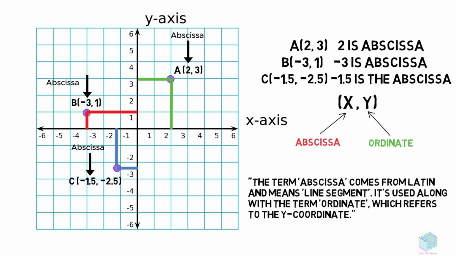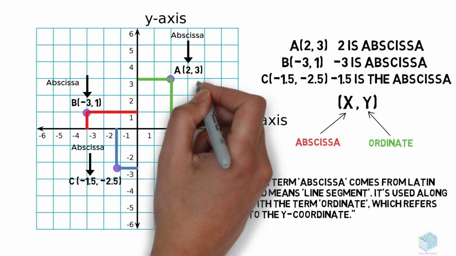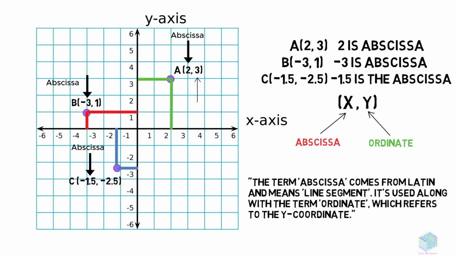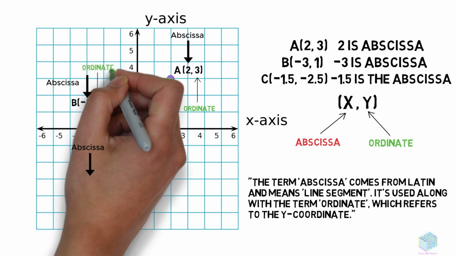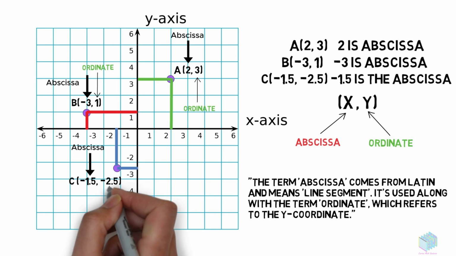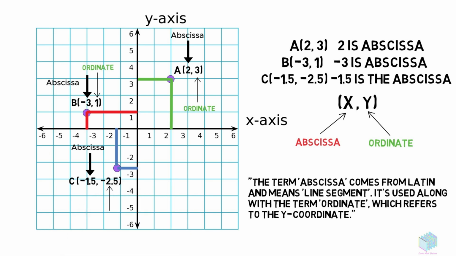Ordinate: the value of the y-coordinate is called ordinate. It tells the distance traveled by a point away from the x-axis in the direction of the y-axis in a 2D Cartesian plane. In the point (2, 3), here 3 is the ordinate. In the point (-3, 1), here 1 is the ordinate. In the point (-1.5, -2.5), here -2.5 is the ordinate. The abscissa and ordinate define a point in two-dimensional space.